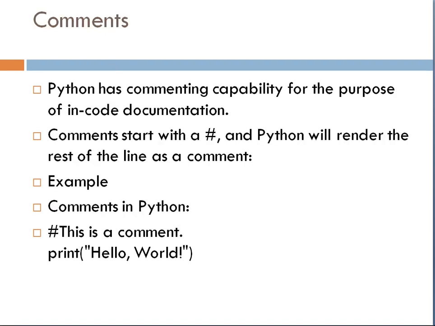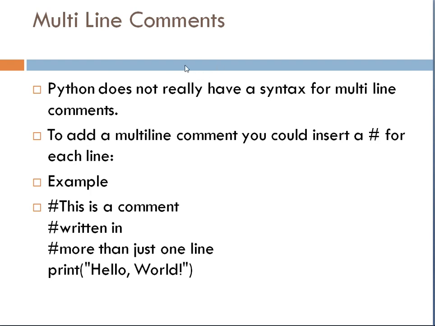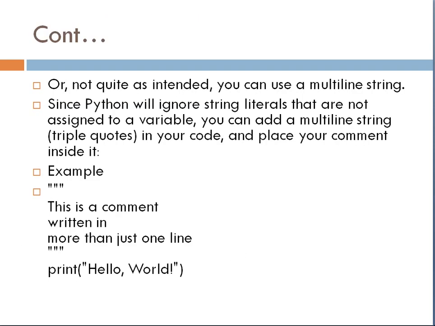Coming to the comments part now, Python comments are written with the hash sign. Python has commenting capabilities for the purpose of inline code documentation. A comment starts with a hash sign and Python will treat the rest of the line as a comment. Here is an example of a single line comment. Now coming to multi-line comments, Python does not really have a syntax for a multi-line comment, but we can use a hash sign on every line, so it takes the whole line as a comment.